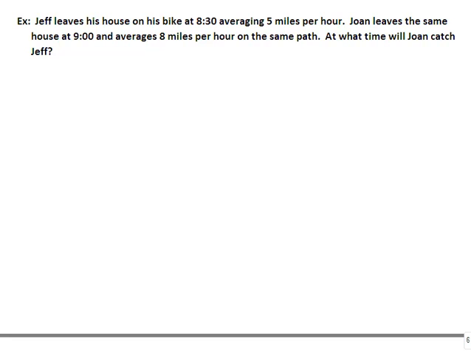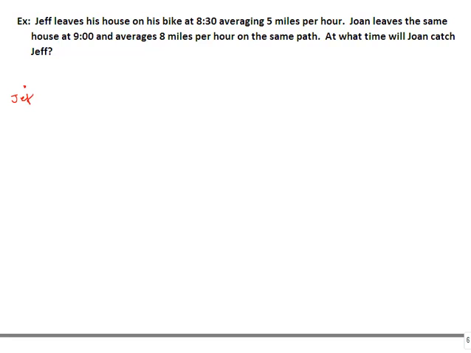Okay, Jeff leaves his house on his bike at 8:30, averaging 5 miles per hour. Joan leaves the same house at 9 o'clock and averages 8 miles per hour on the same path. At what time will Joan catch Jeff? So let's understand what's going on. Jeff leaves at 8:30, going 5 miles per hour. Joan leaves at 9, so she's leaving a little bit later, but she's averaging 8 miles per hour, so she's actually going a little bit faster than Jeff is. So eventually she's going to catch up to him, and we want to know at what time does Joan catch up to Jeff.